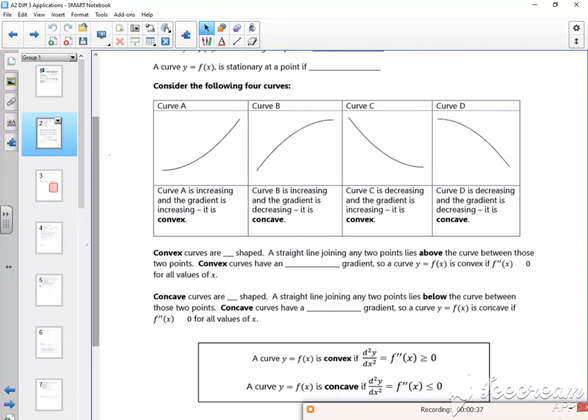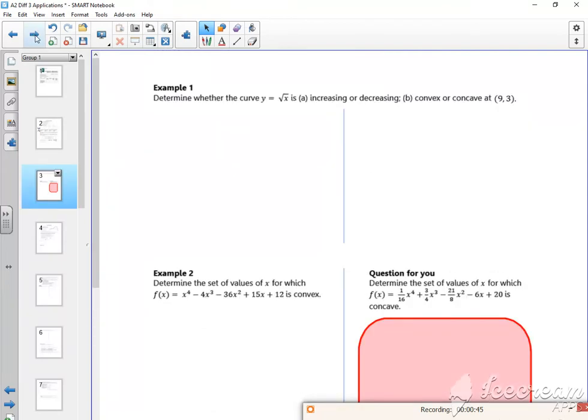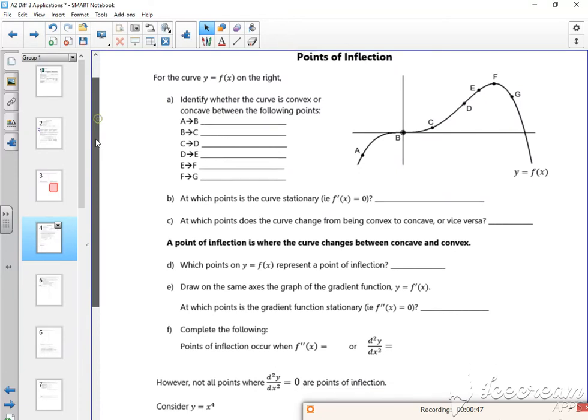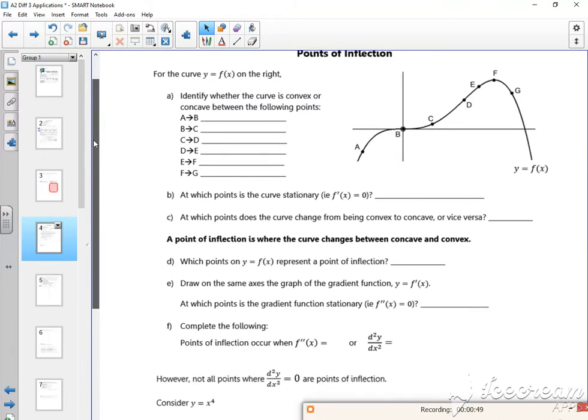So if it looks like a V or a U, it's convex. If it looks like a cave, it's concave. So A to B looks like part of a cave, so it's concave. B to C looks like an e to the x, so it's convex. C to D is still going up, so it's convex.